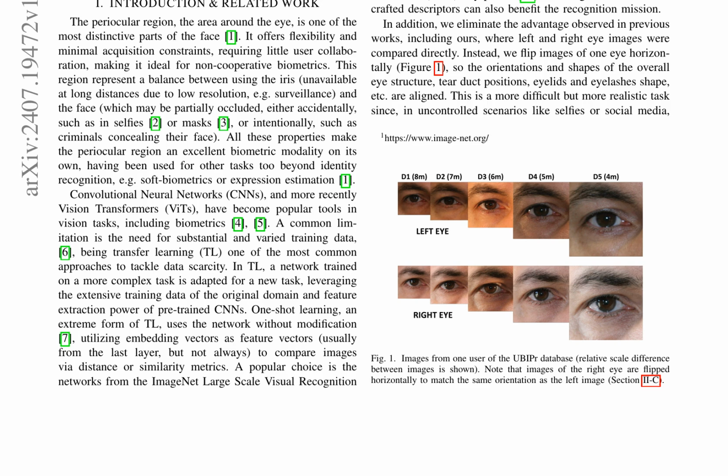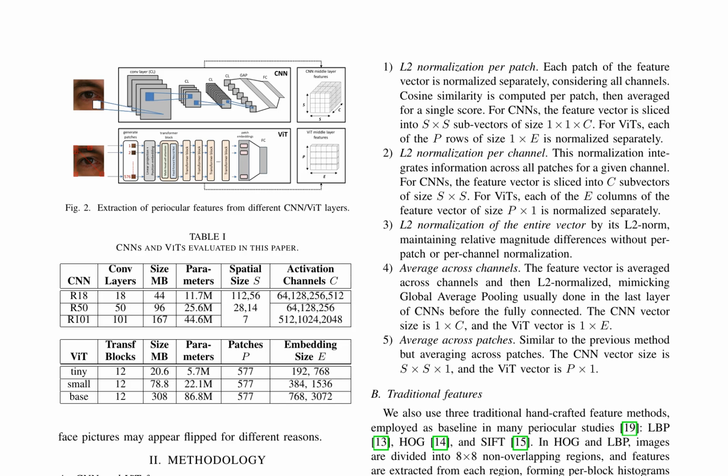The authors use the UBIPR database, which contains images taken with varying distances and resolutions, and manually annotate them for pupil and sclera circle parameters. They resize images to match the average sclera radius and align them by extracting a square around the sclera center. The authors compared 3 CNNs and 3 ViTs with varying depths and parameters to analyze the impact of network complexity. They also explore different methods to normalize layer representations.